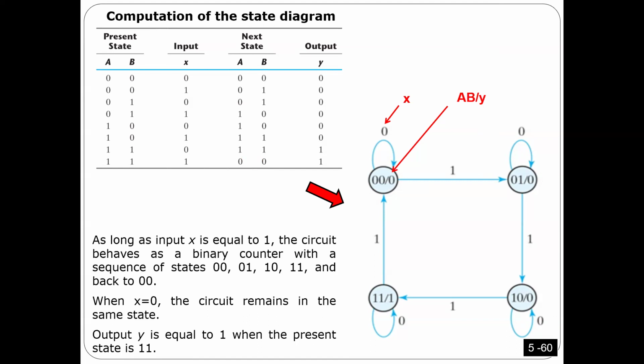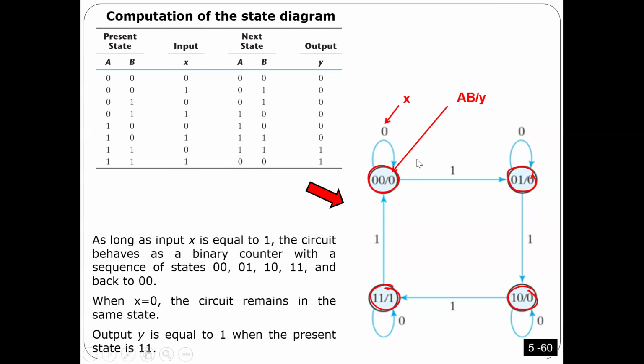Anyway, now that you have this table, how can I draw this as a state diagram? As you know, if I have 2 flip-flops, that means I should have four states. As you see here, this is state 0, state 1, state 2, and state 3. So I have 4 states. There is a small change here. Here, this is the input.